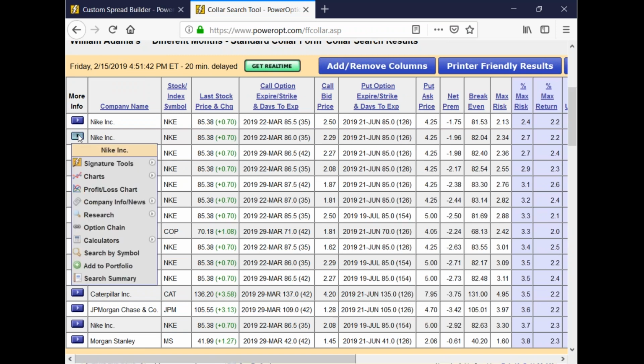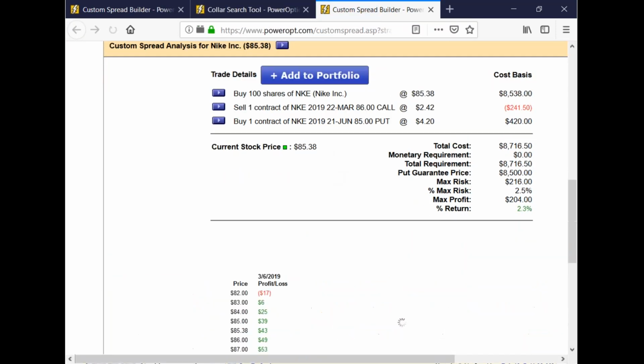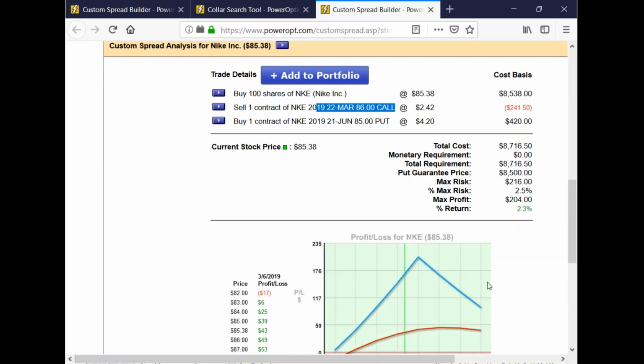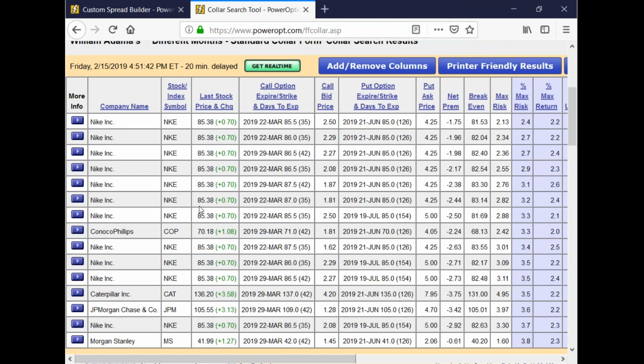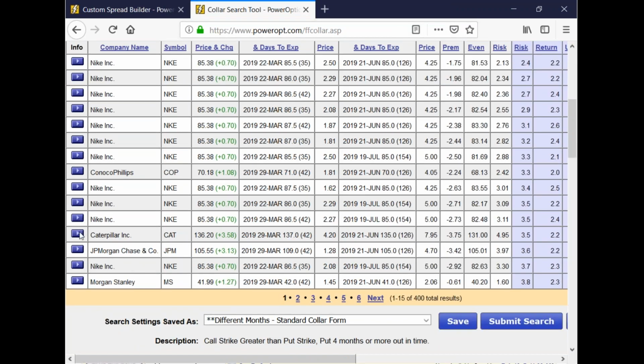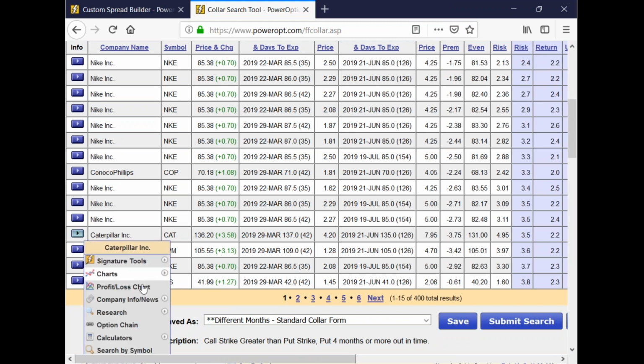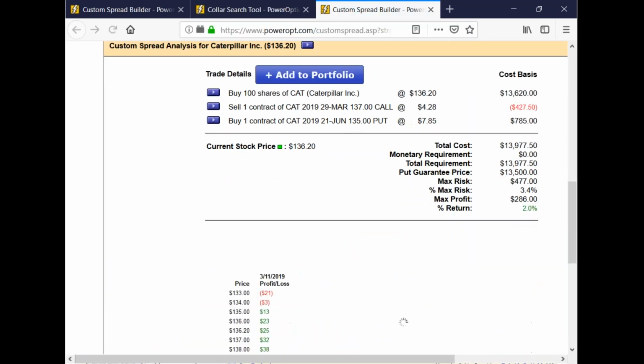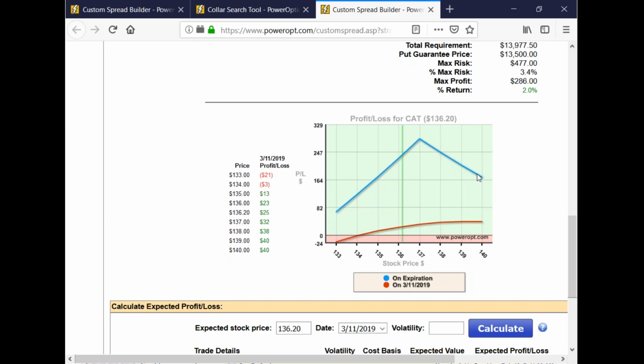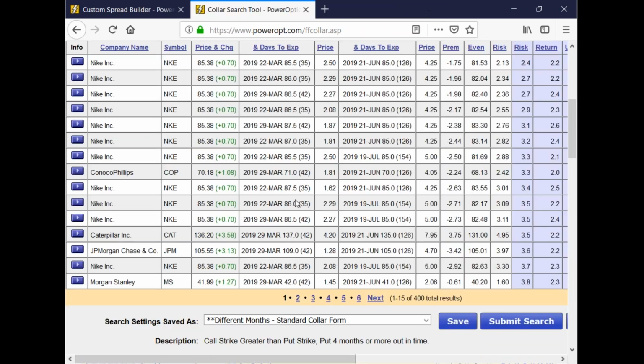Let me try this one here, 86 to June 85. So I'm going to sell a 22 March 60, so this one doesn't get that upper break even either. Okay, so Nike's got some volatility on it. Maybe Caterpillar's one, 137, that looks pretty good. Now, this one still doesn't have the upper break even, I apologize.